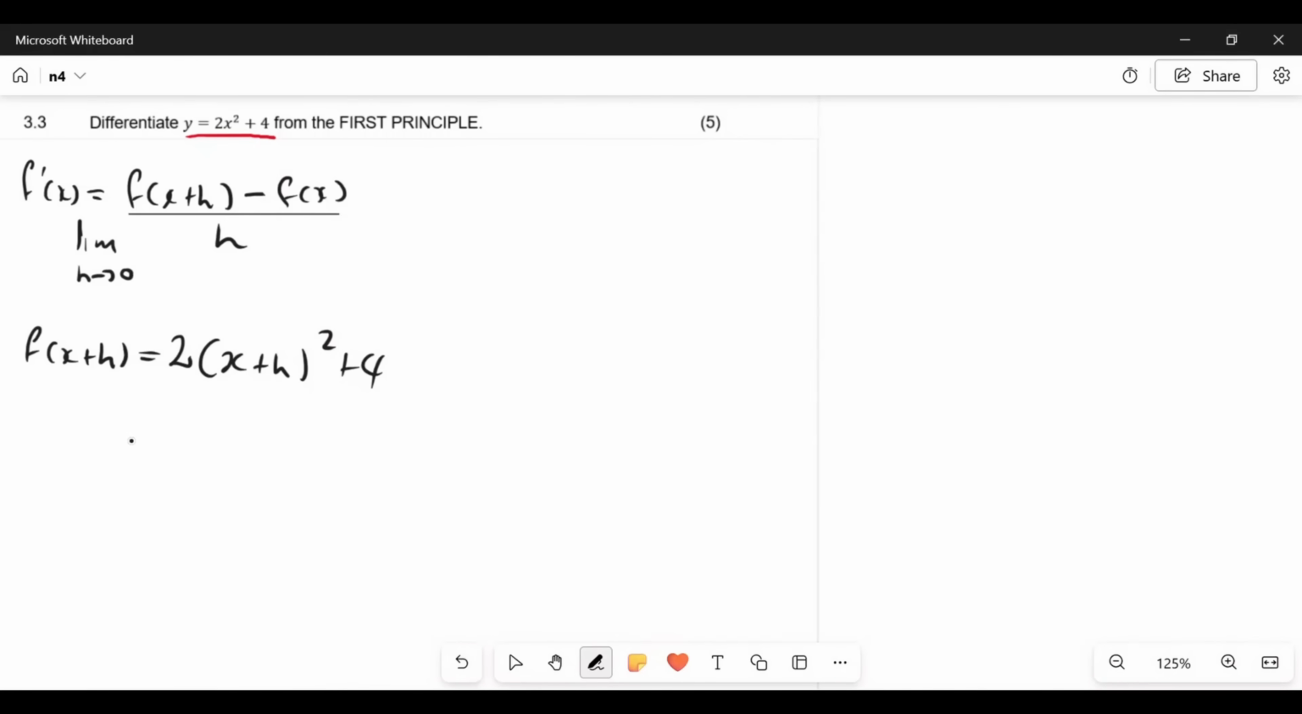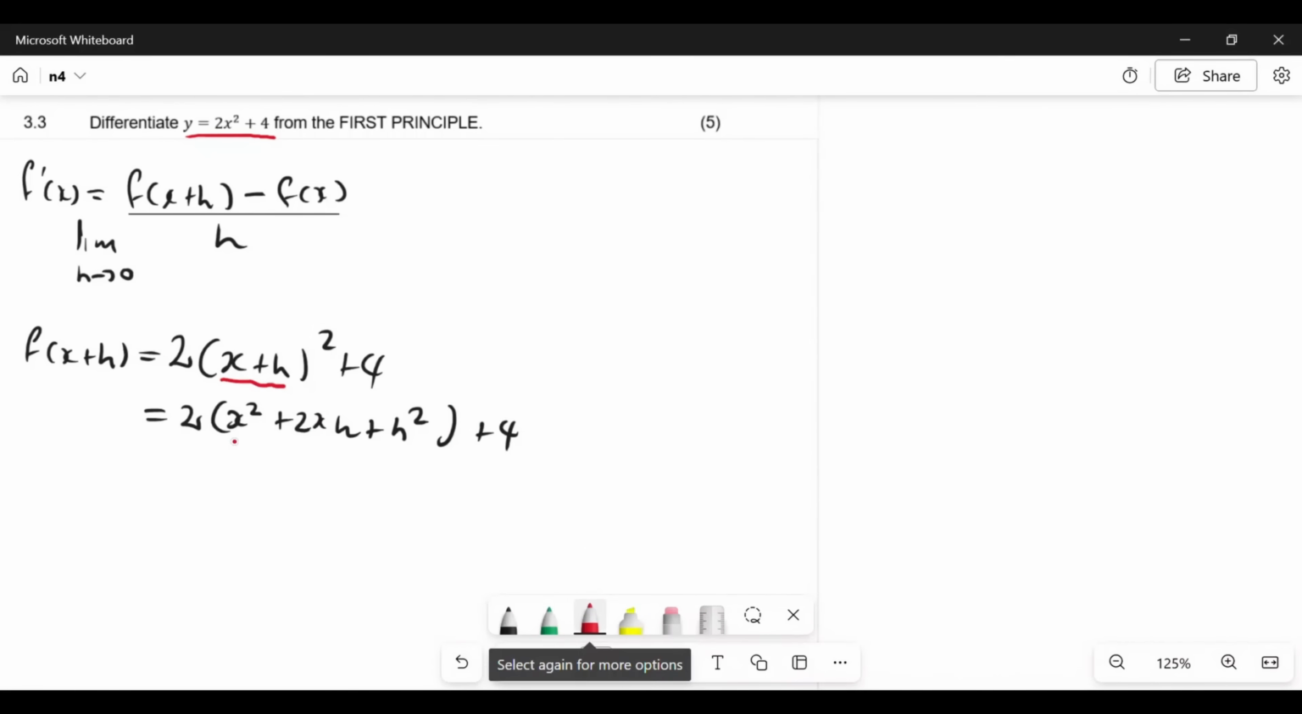Then from here, we simplify this. So let's simplify or factorize. You can use the following method. x multiplied by x gives us x squared. x multiplied by h multiplied by 2 gives us 2xh. And then h multiplied by h gives us h squared. Let's not forget that we still have 4 there. So this here is our f of x plus h, by the way, so don't confuse it with the 4 there.